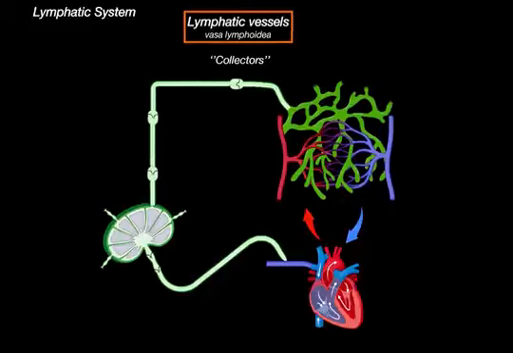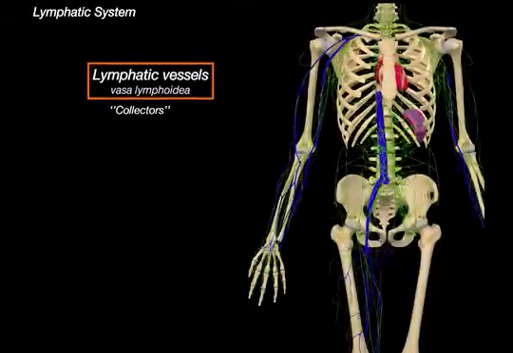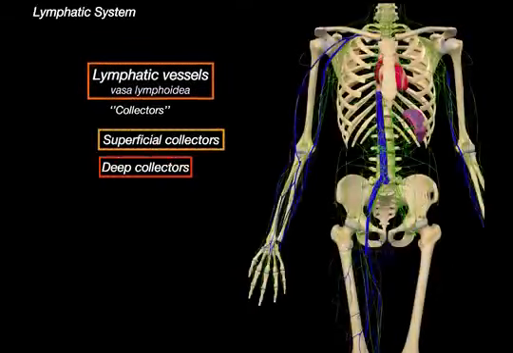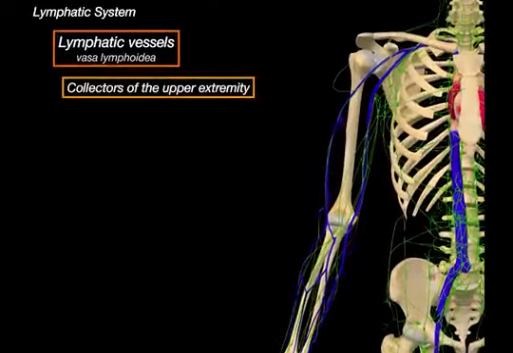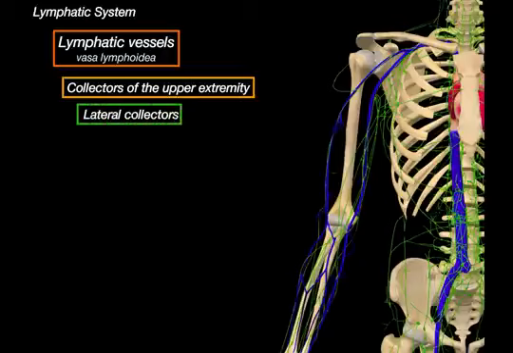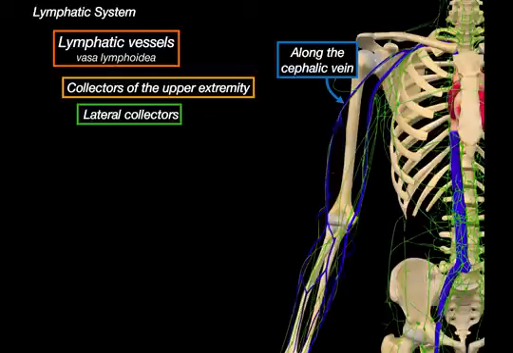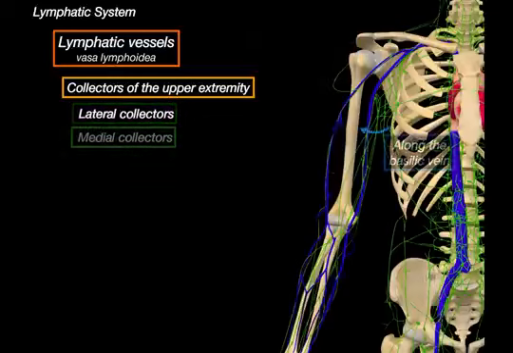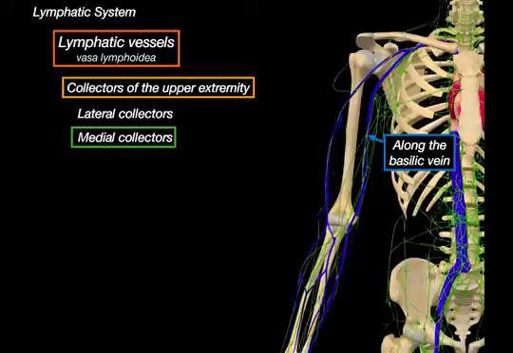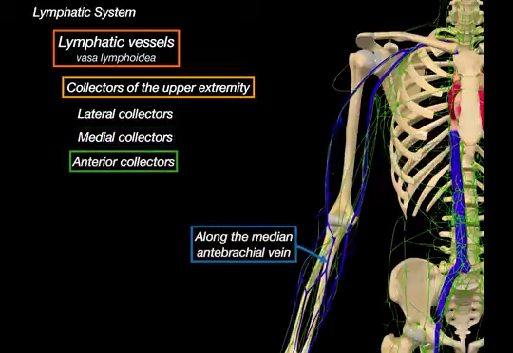Within organs, we call them subcapsular and deep lymphatic networks, but in the limbs, lymphatic vessels are divided into superficial and deep collectors that follow specific veins. In the upper limb, the superficial collectors are grouped into three main pathways. The lateral collectors run along the cephalic vein and drain into the axillary lymph nodes. The medial collectors run along the basilic vein and also drain into the axillary lymph nodes. The anterior collectors run along the median antebrachial vein and drain into the superficial cubital lymph nodes.